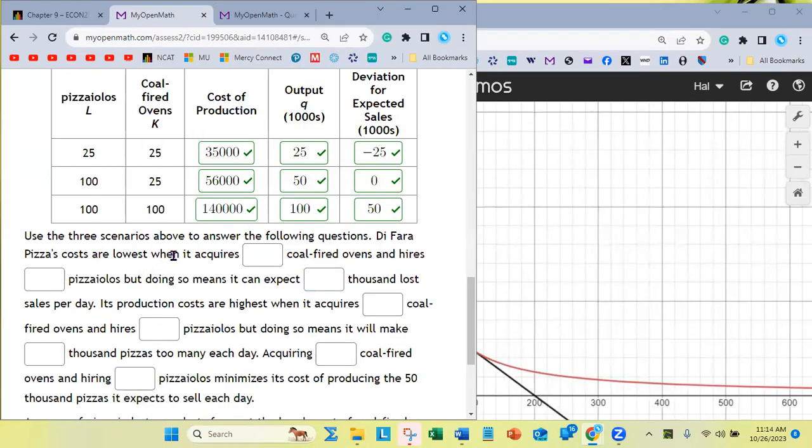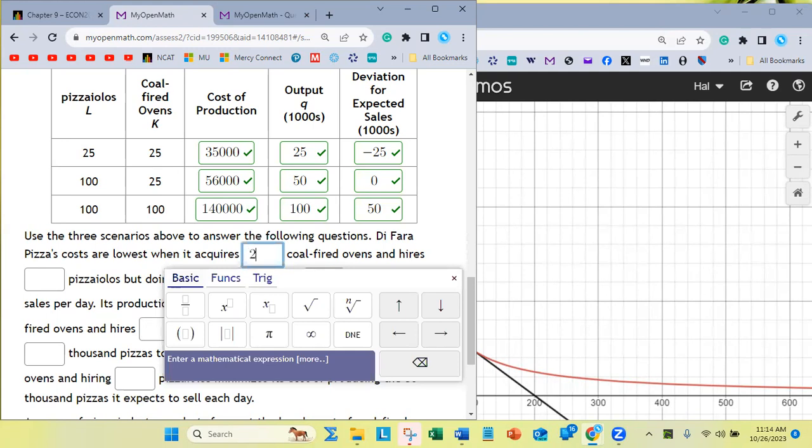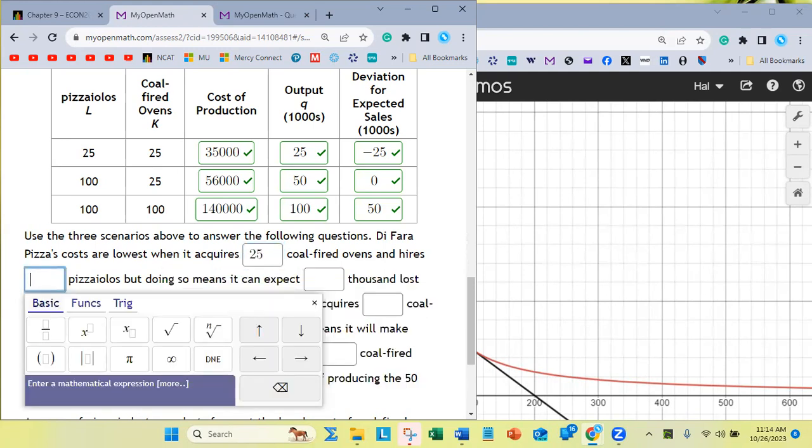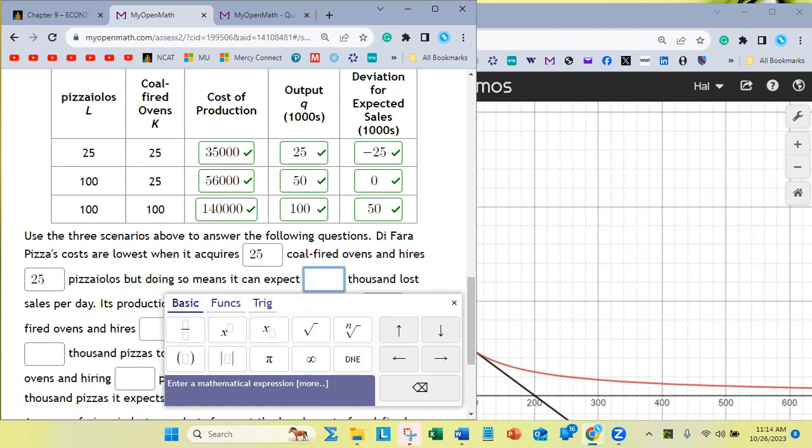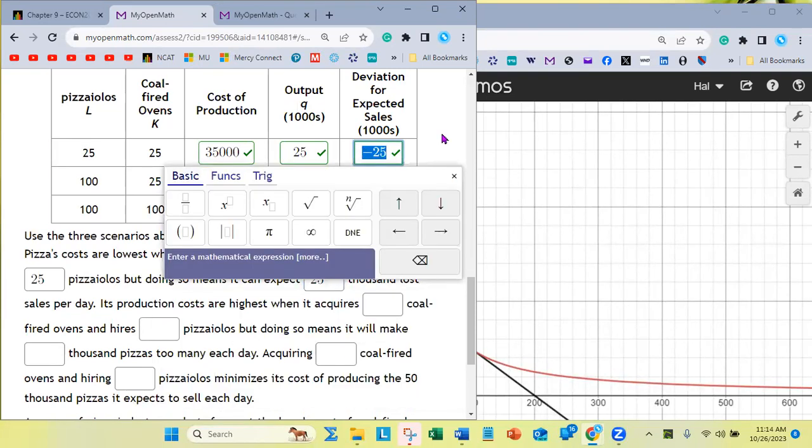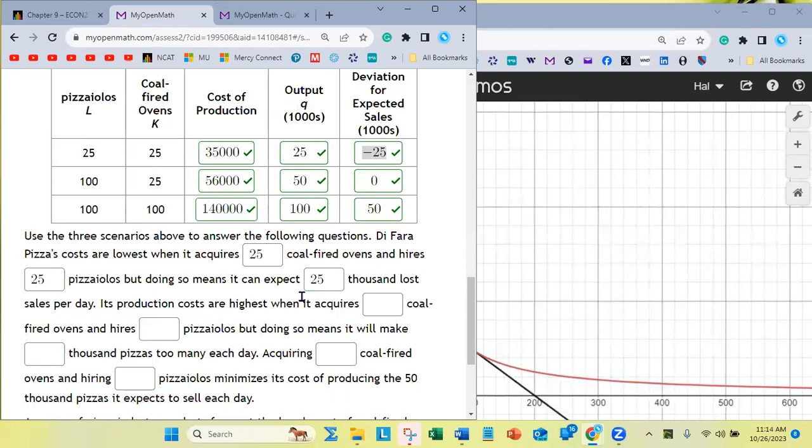So use the three scenarios above to answer the following questions. Tafaro pizza's costs are lowest when it acquires 25 coal-fired pizza ovens and hires 25 pizza chefs. But doing so means it can expect 25,000 lost sales per day.